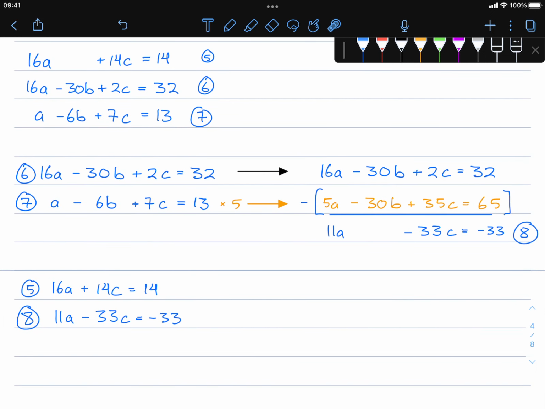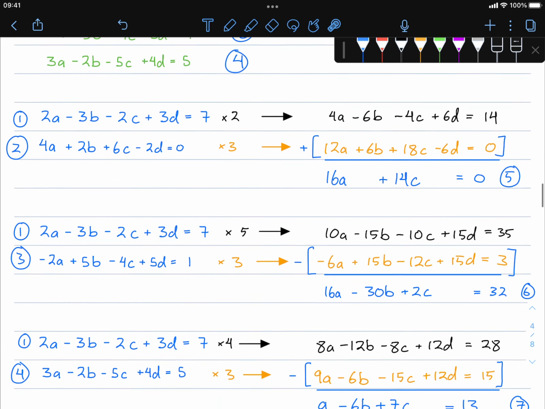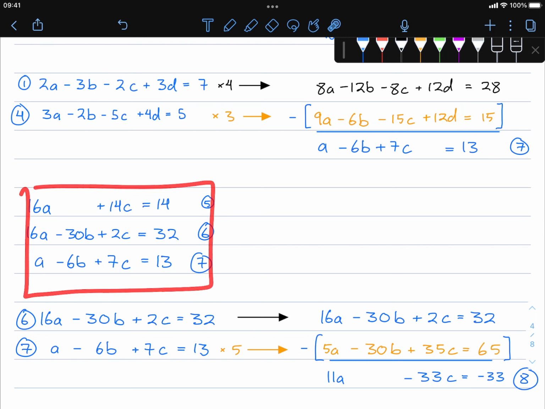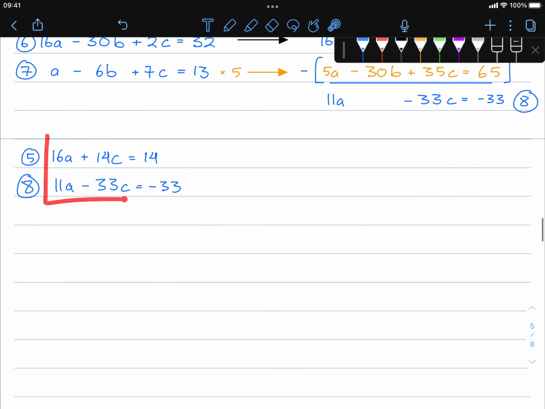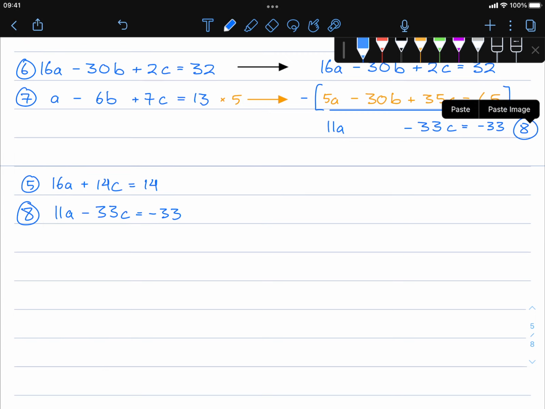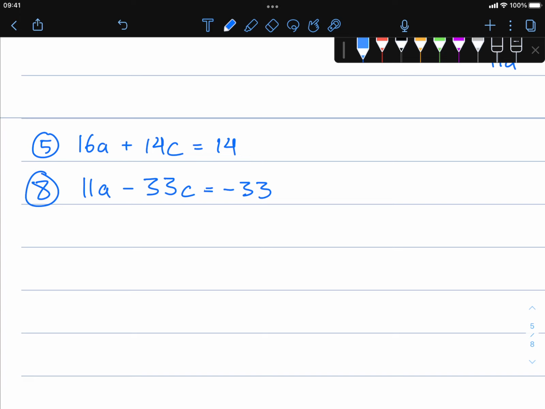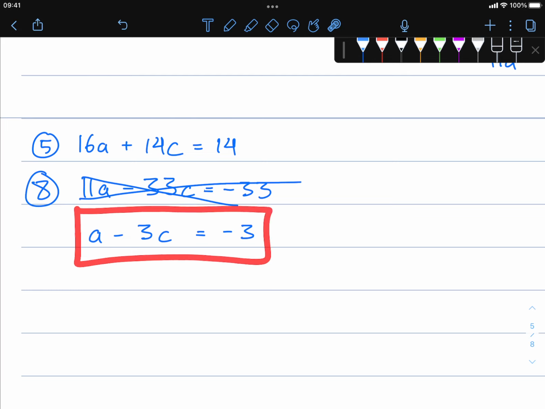So from here, we've taken 4 variables down to 3 and now down to 2. And at this point, we just use a simultaneous equation solving method for 2 variables. For this, a little adjustment that I can see, I'm going to divide everything here by 11. So a minus 3c equals negative 3. So I'm going to ignore this and use this one.